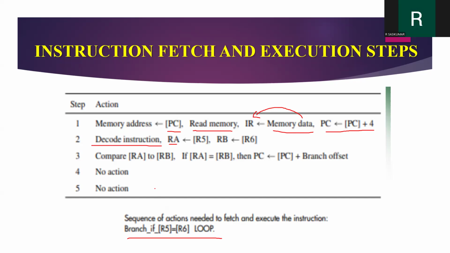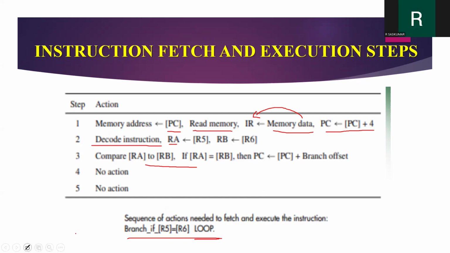If RA equals RB, then the program counter address will be the target address. The target address is the loop address. How do we compare whether RA and RB are equal? Here the ALU performs the subtraction operation, because if RA minus RB are equal, then the result will be 0. If it is 0, then the control will be transferred to the loop address. The loop address is nothing but the branch offset address.